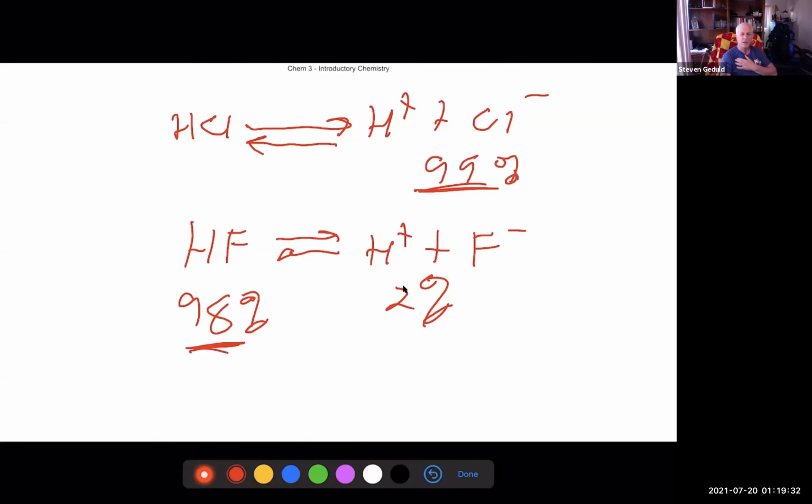Equilibrium is when the reaction goes both directions. And in equilibrium, it's where everything is stable. It's when the forward reaction rate is equal to the reverse reaction rate. Okay? We'll talk about different reaction rates as we go down through the chapter.